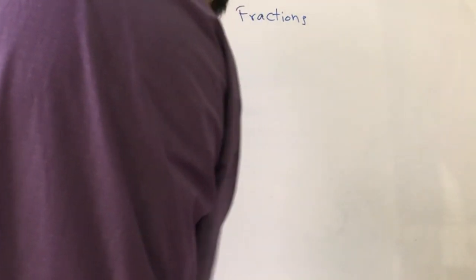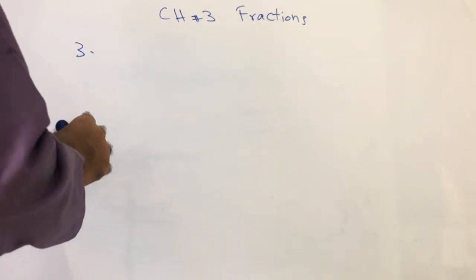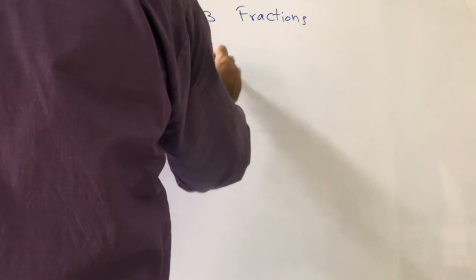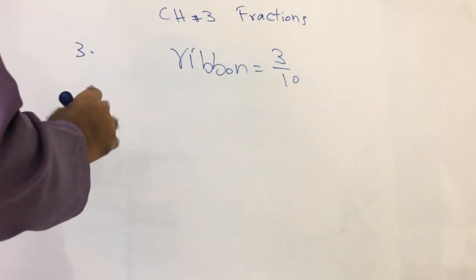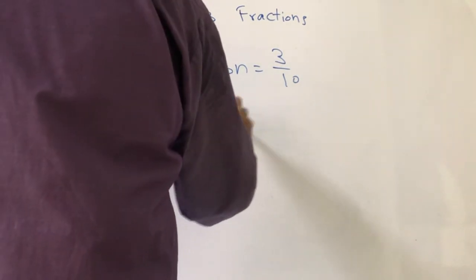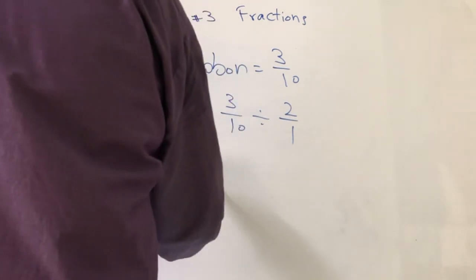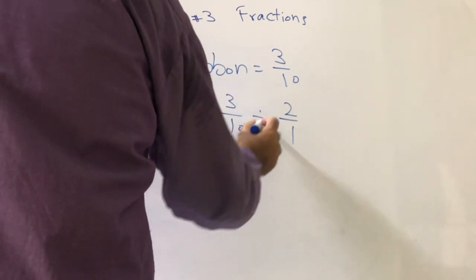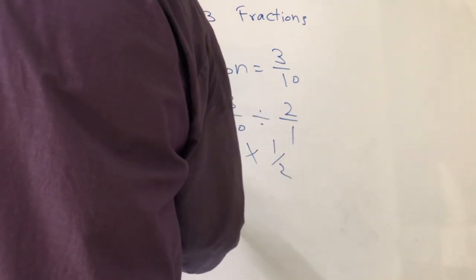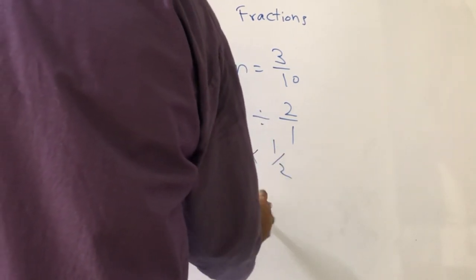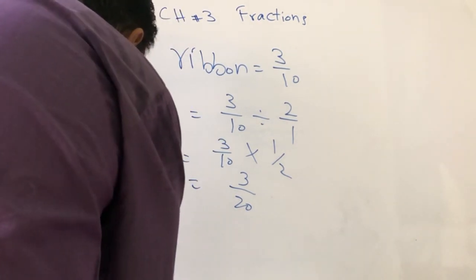Page number 38. Question number 3 says, Zinni has a ribbon that is 3 over 10 meter long. So ribbon is how much? 3 over 10 meters long. She cuts the ribbon in 2 equal parts. So we need to cut in 2 equal parts, divided by 2. We can write it like this. So we need to say that it will be converted into multiplication. It will be 1 over 2 upside down. Then 3 into 1 is 3. 10 into 2 is 20. 3 over 20 is the length of each part. So this is the answer for this.